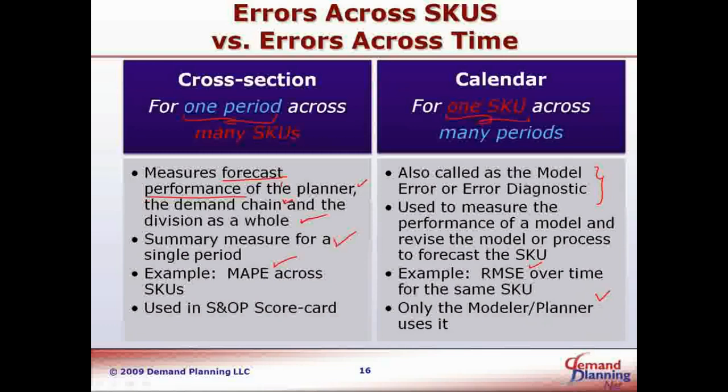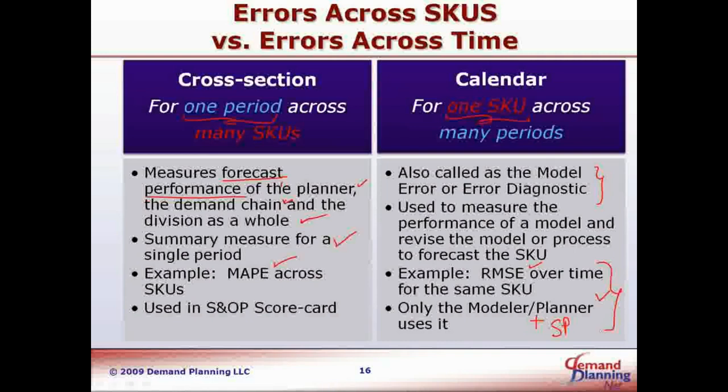Calendar error is error for one SKU across many periods. So you take the same SKU and measure the error every month in the past, and take an average. This is also called the model error or error diagnostic. It is used to measure the performance of a model and revise the model or process to forecast the SKU. An example is a root mean squared error over time for the same SKU, or MAPE over the same SKU, that type of stuff.